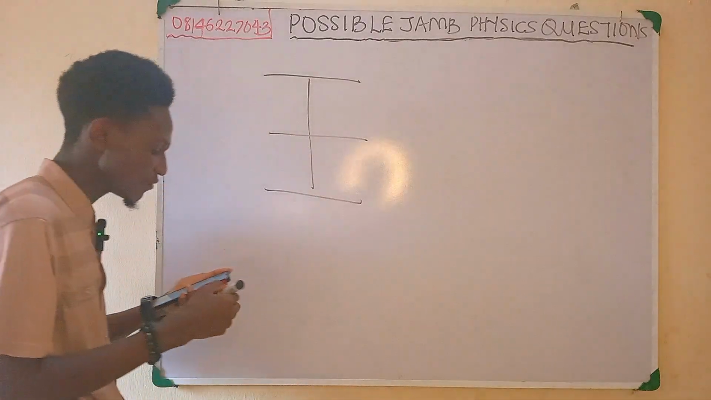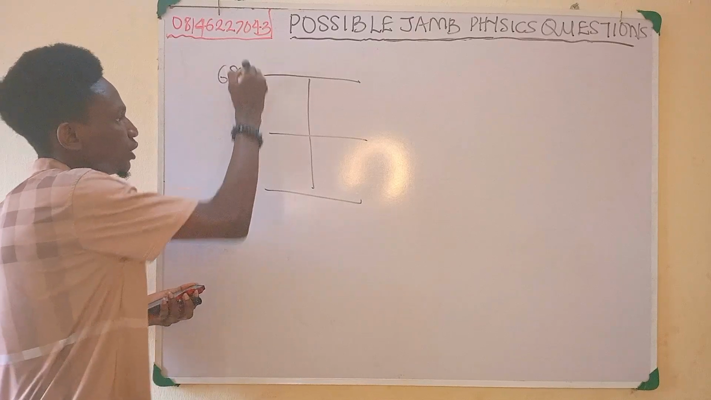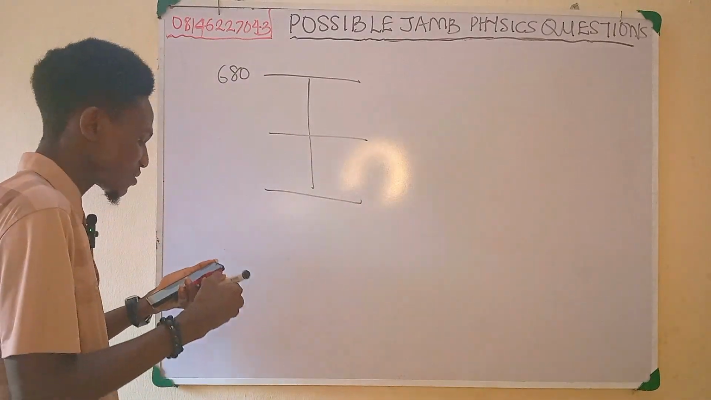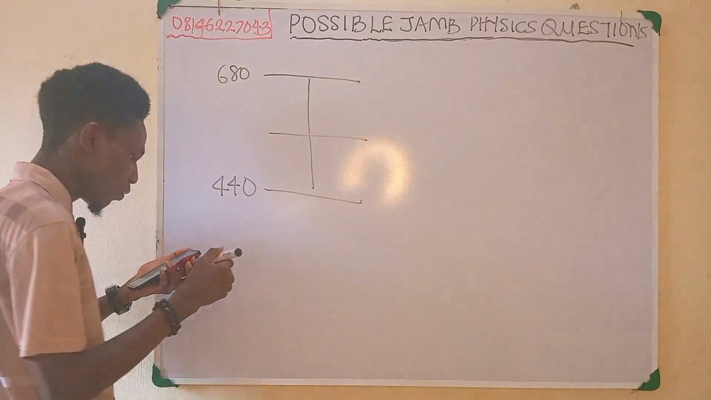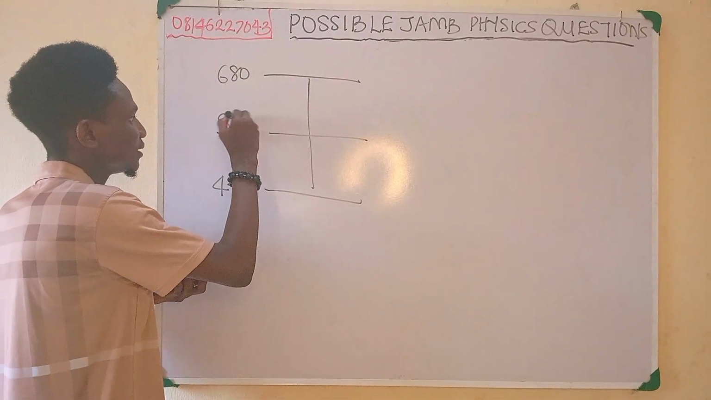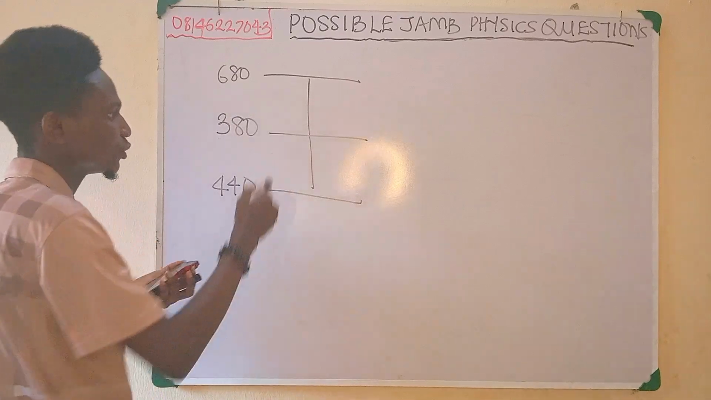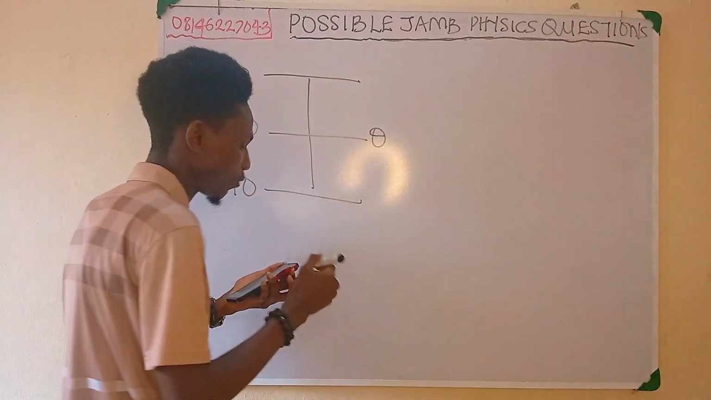Now, you say it records 680 at steam point, so let's write 680 here. Now, at ice point it's 440. Now, the temperature it records as 380. The temperature at 380, so we're looking for this temperature. So what do you do now? You're going to say theta. This is the temperature you're looking for.